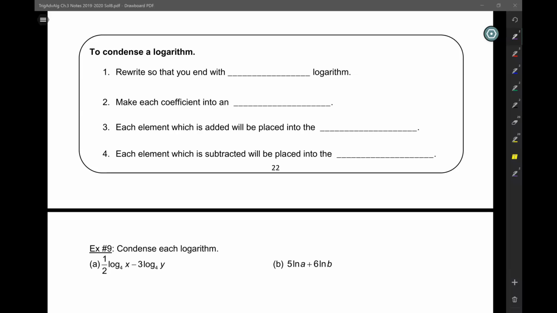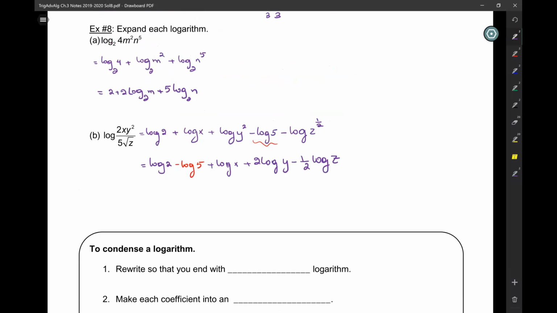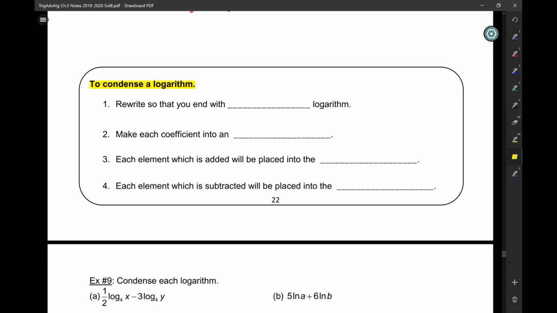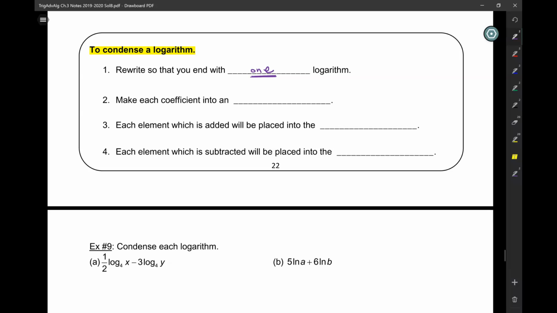What we're going to do now is literally the opposite. If we were to rewind this video of the last problem we did, literally just undo it, what would happen? All of the exponents would go up, and then this would just condense to this, right? So if we wanted to do that now, the opposite of expanding, we would be condensing a logarithm, okay? When you condense a logarithm, you rewrite the expression so that you end with one logarithm versus however many elements there are. You have to make each coefficient into an exponent.